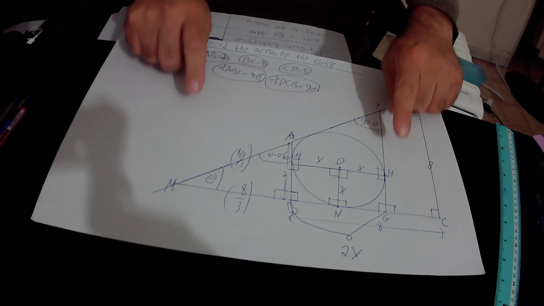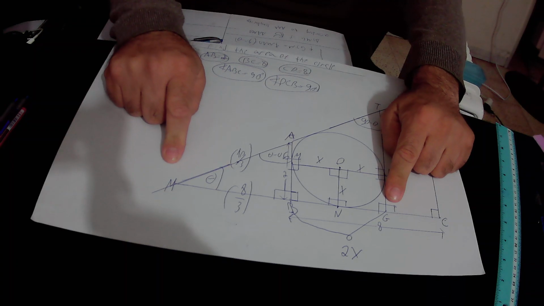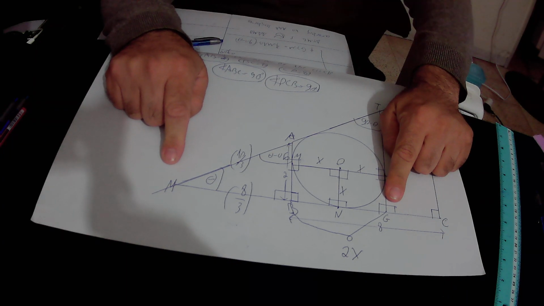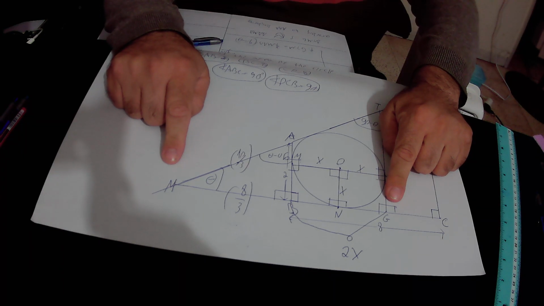What is the length of MG? From the drawing it is very easy to see that MG equals MB plus BG. That is to say MG equals MB, that is 8 over 3, plus BG, that is 2x. So in total MG equals 8 over 3 plus 2x.